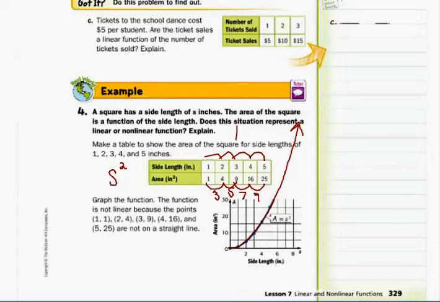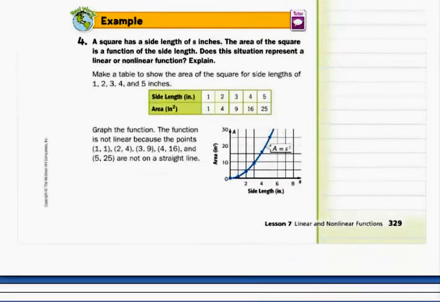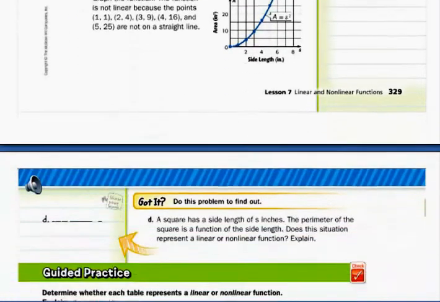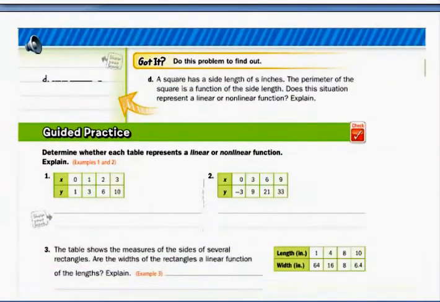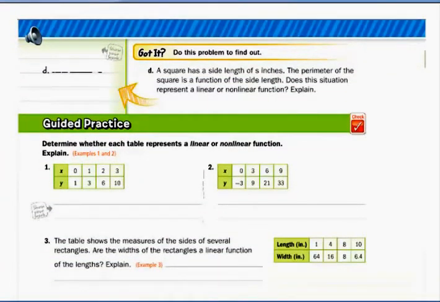All right, so we've got one more for you to try. And boy, this is going to be a short lesson. Yay, you. All right, got it. Pause it and try it, please.